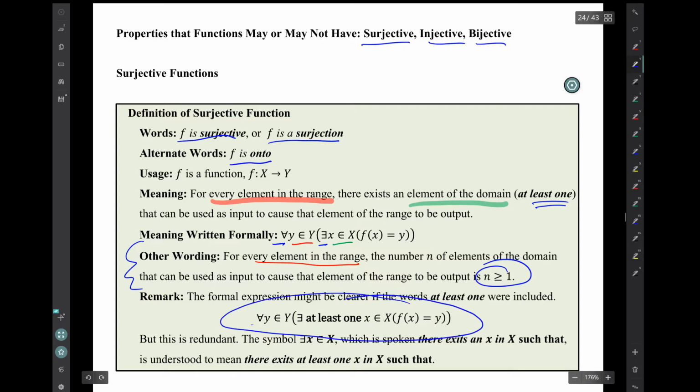For all y's in the range, there exists at least one x in the domain such that the output caused by x will be y. Now, this is redundant. We don't really have to say the symbol at least one. When you write this, that really means there exists at least one. That's the convention.